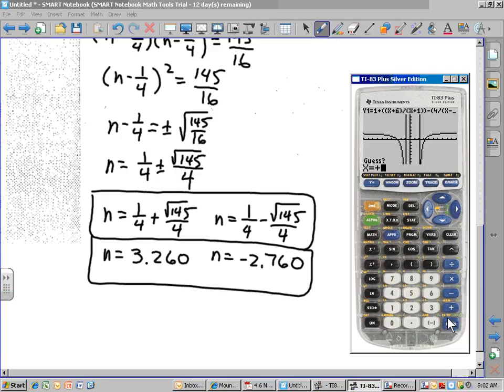Oops. I must have hit the wrong button there. Okay, 3.260. You don't have to put in a guess. But we get the other decimal, 3.260. The calculator will not give us exact answers. If we need exact answers, we must do it with algebra.